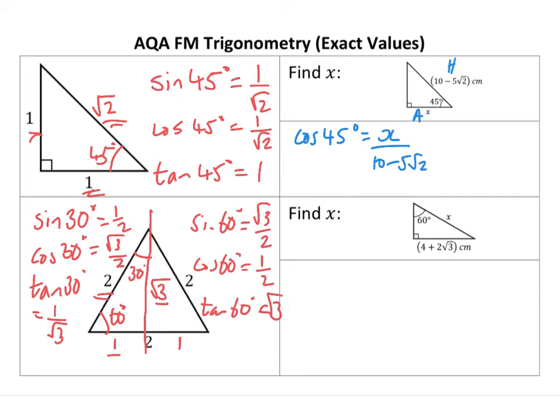Now I know that cosine of 45 is 1 over root 2. So 1 over root 2 equals x over 10 minus 5 root 2. Okay, and I rearrange that so that x equals 10 minus 5 root 2 over root 2, and I can rationalise the denominator by multiplying by root 2 over root 2. Okay, and I end up with x being minus 5 plus 5 root 2.